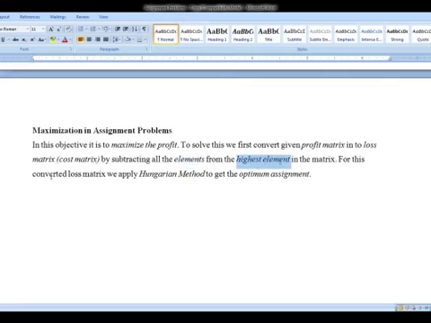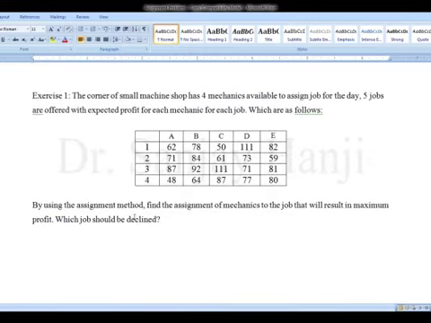For this converted loss matrix, we apply the Hungarian method to get the optimal assignment. So just the first step is different, and all the rest of the steps are just as in the Hungarian method. Let's look at the problem and understand how to convert the profit matrix into a loss matrix. So this is an example of maximization in assignment problems.